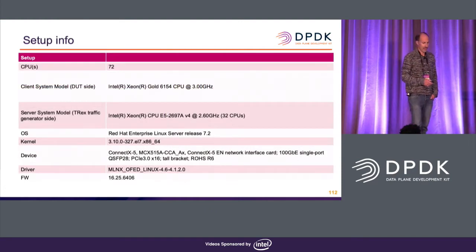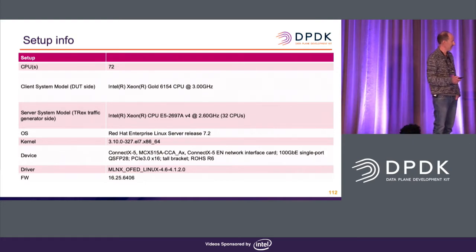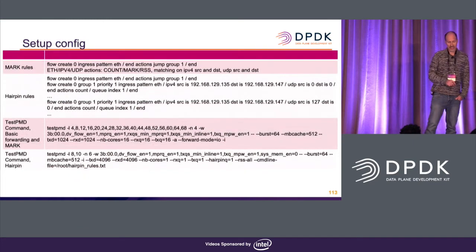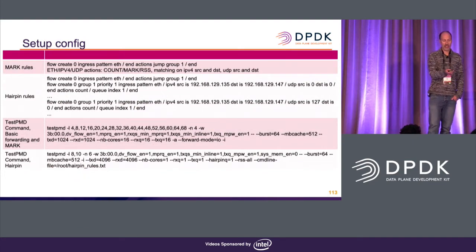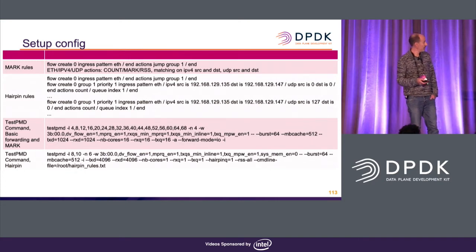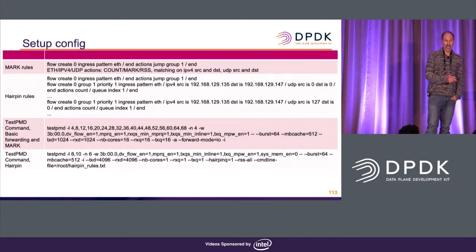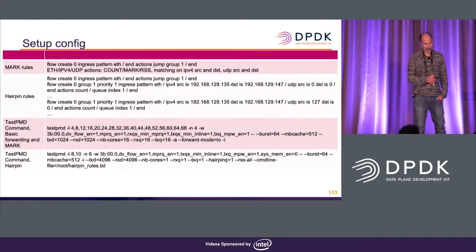Here is some setup information that I used. This slide is less interesting, but since there are some numbers, it's important to show it. This slide is the setup configuration. It's more interesting because here we can see how we created the mark flows using RTE flow, what the hairpin flows are that we generated, and how we ran the testpmd command for the hairpin, the mark, and the partial offload.